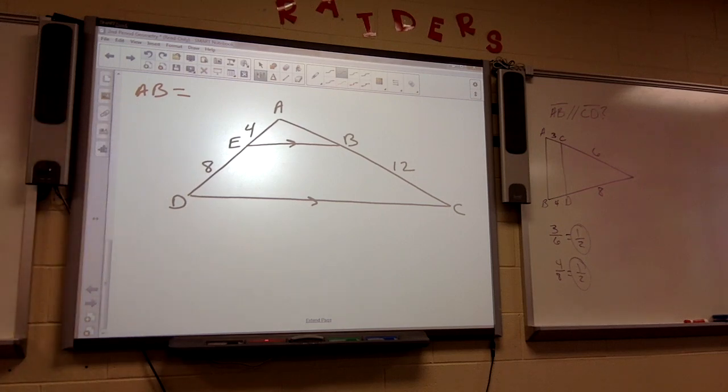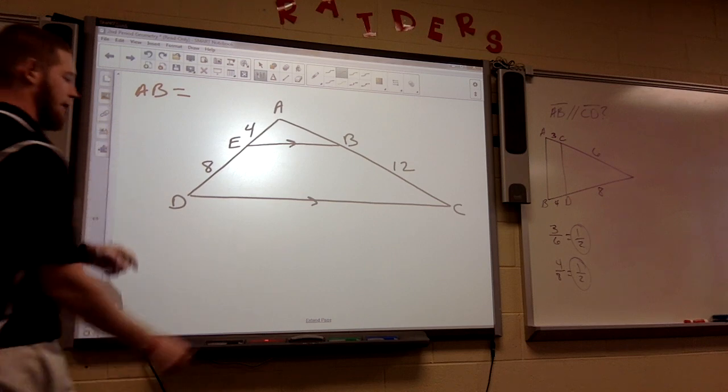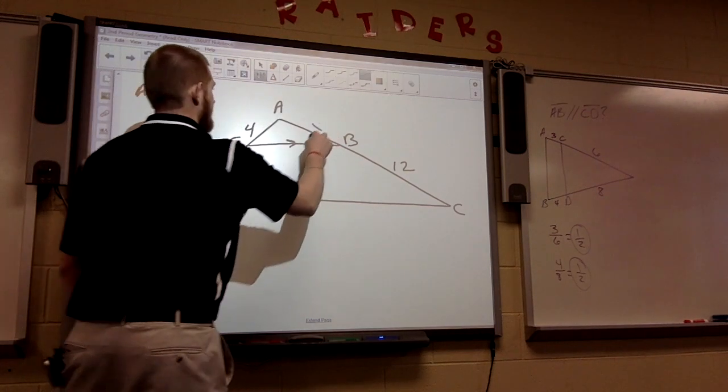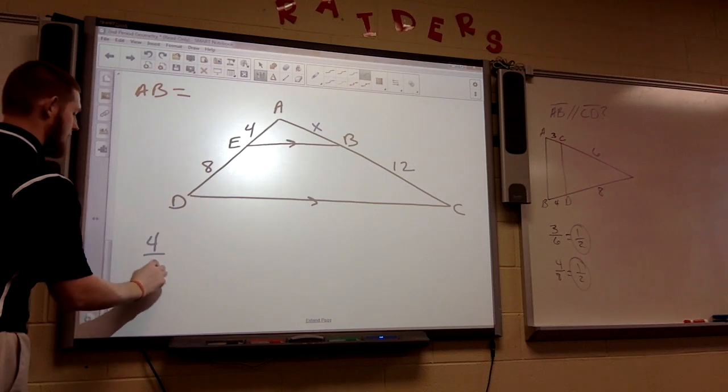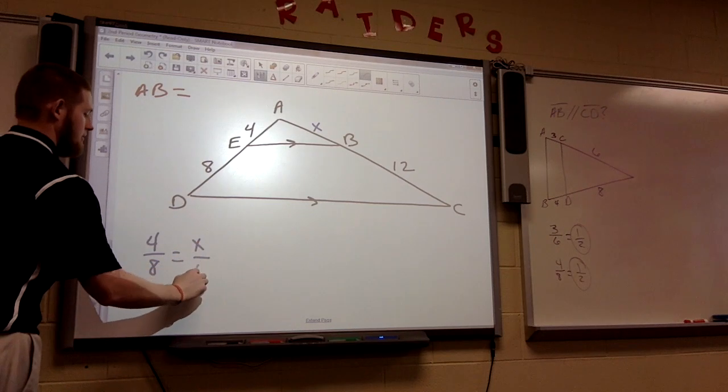Now, MJ, since those lines are parallel, what can we set up? First of all, if I want to know AB, what am I going to put in for AB? X, good. And then what do we want to set up? 4 over 8 equals X over 12.